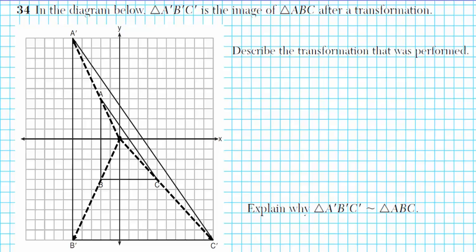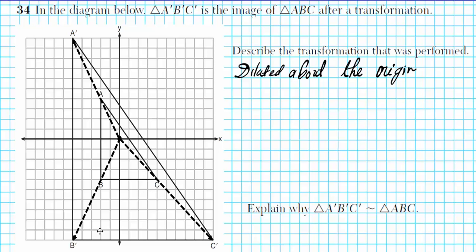So if we want to describe the dilation here, we know for one thing that it is dilated about the origin. Let's take that out. That's dilated about the origin. So dilated about the origin. Okay, but what's the factor of dilation here? By what factor was it scaled?